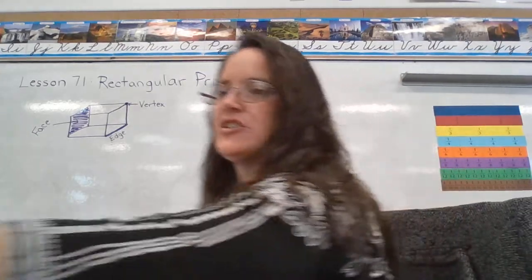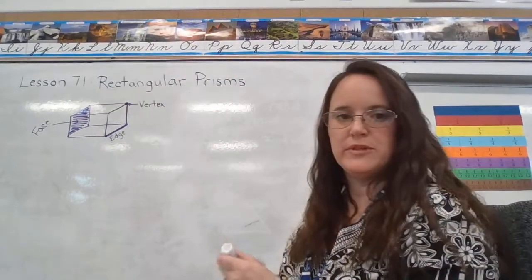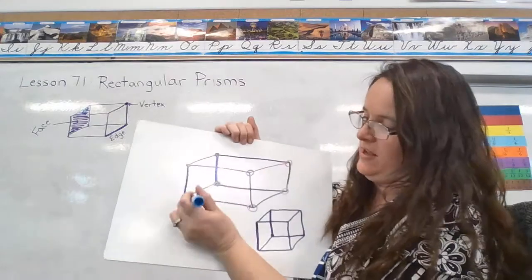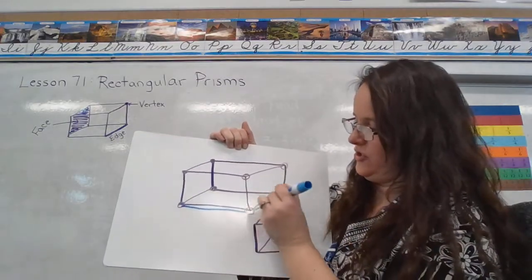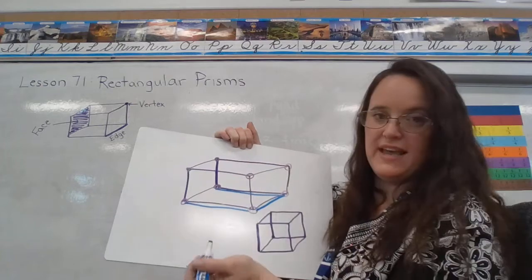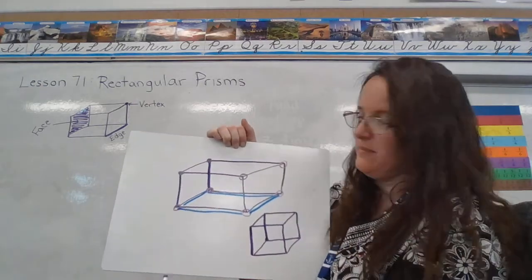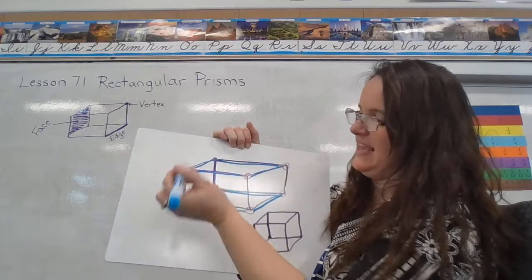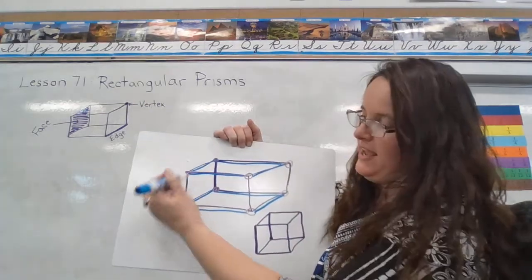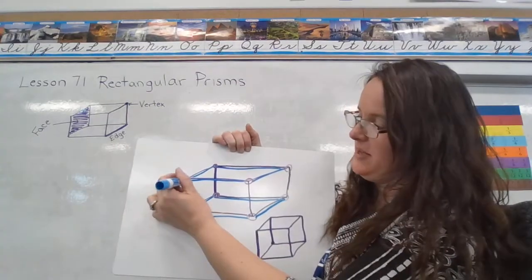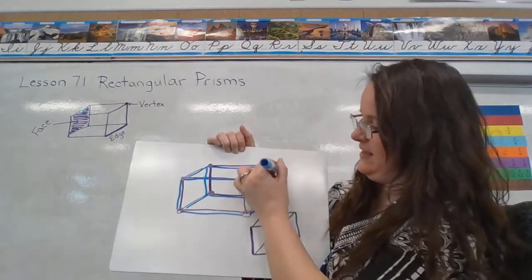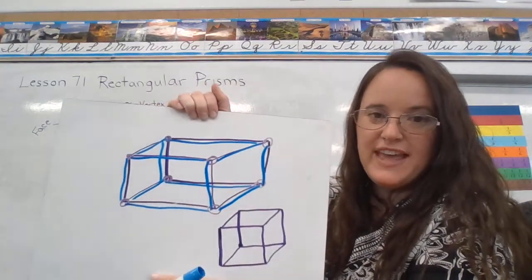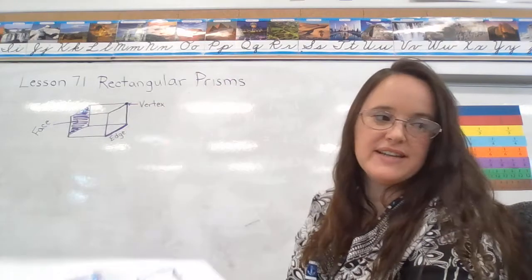Problem C says, how many edges does a box have? My brown marker didn't show up very well, so I'm going to try to grab a blue one. How many edges does a box have? We'll use the same one. So we have 1 edge, 2 edges, 3 edges, 4 edges on the bottom, 5, 6, 7, 8, counting the edges on top, and then we have to connect the top to the bottom, 9, 10, 11, 12. So there are 12 edges in a box or in a rectangular prism.